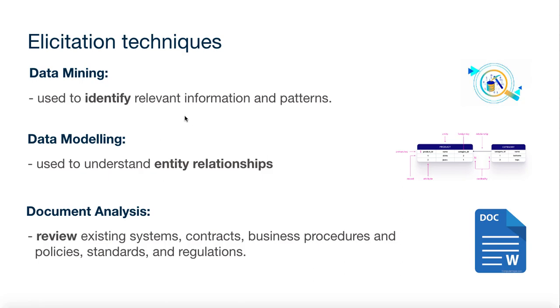It's used to identify relevant information and patterns, which is very related to the problem and the scope of your research. The next one is data modeling, where you go into a little more detail of understanding what are the entities, what are its attributes, and how do they relate with each other. The other technique is document analysis, again, which we all do.